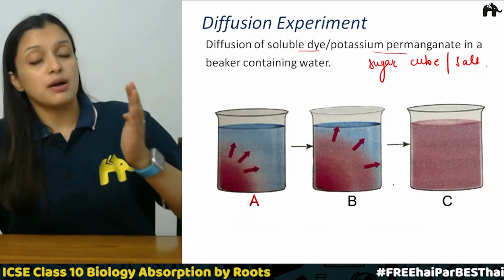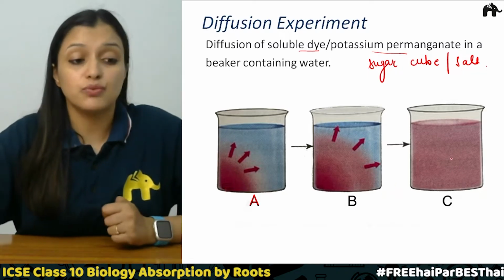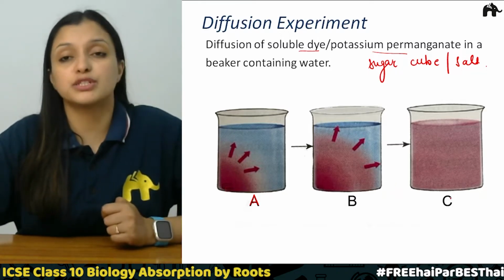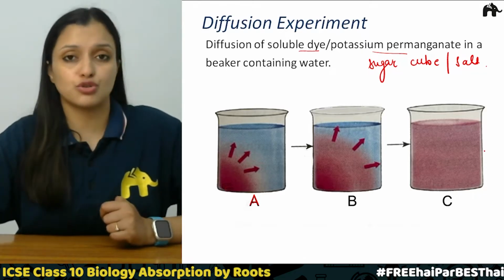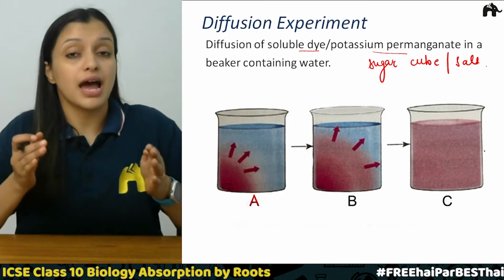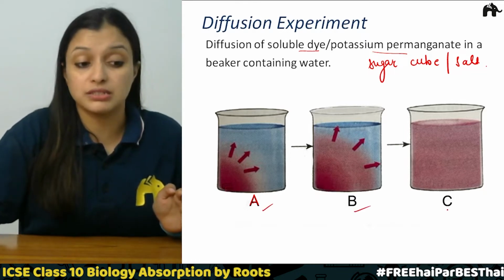Now when we come to stage 3, or the C stage, we see that there is uniform distribution of these solute particles throughout the solution. So this is what happens with diffusion. This is the first stage, this is stage 2, and this is stage 3.